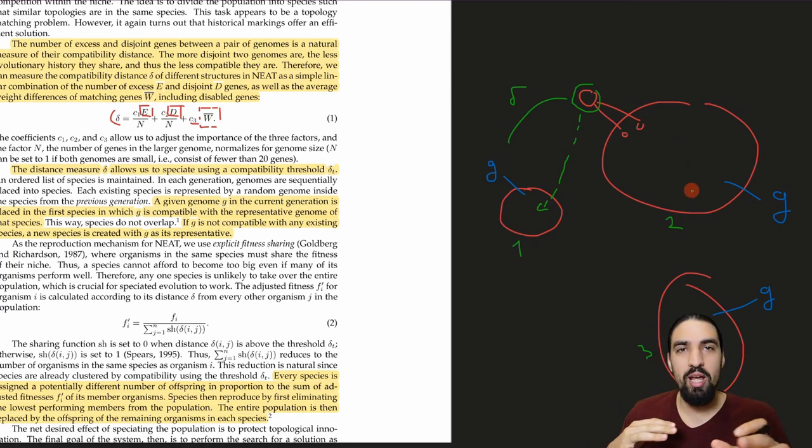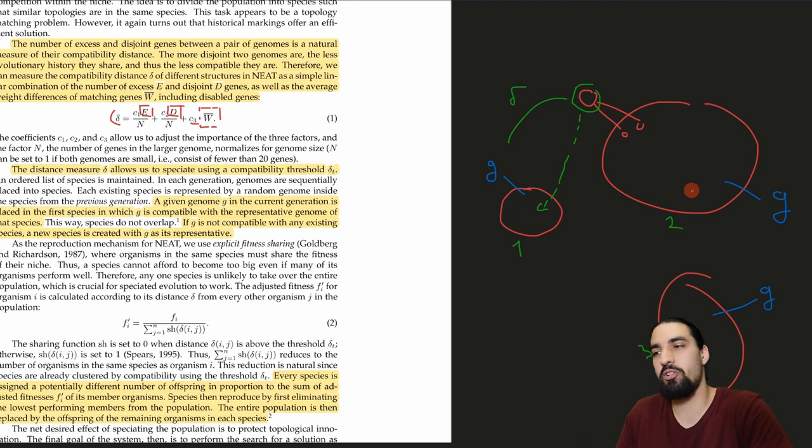So after this crossing happens, I guess what happens next is just some random mutations, and then they assess the fitness of all of the individuals, the individual genotypes and genomes, in the whole population.